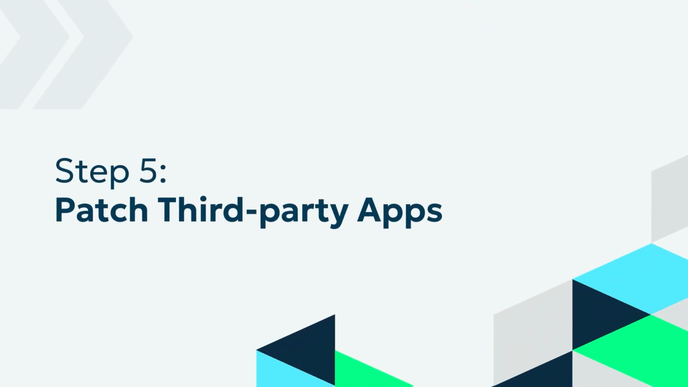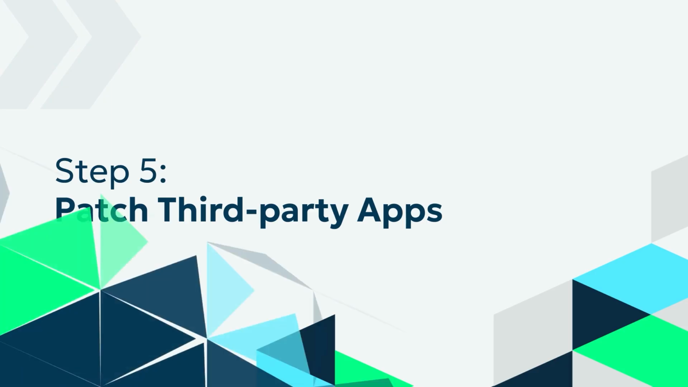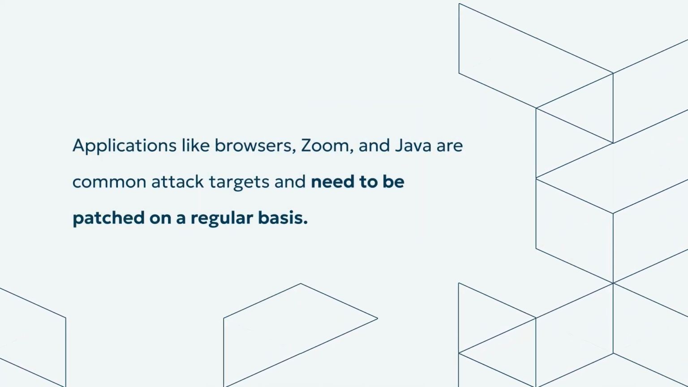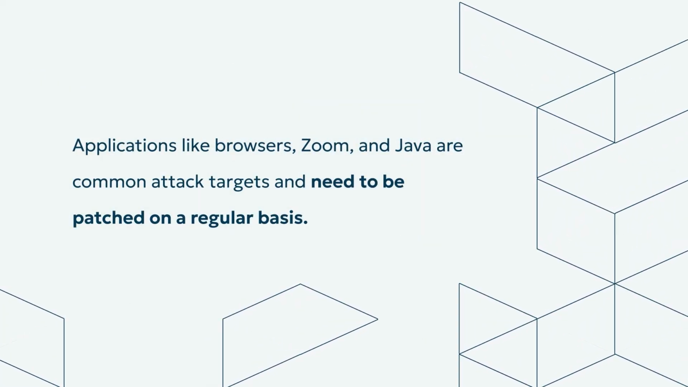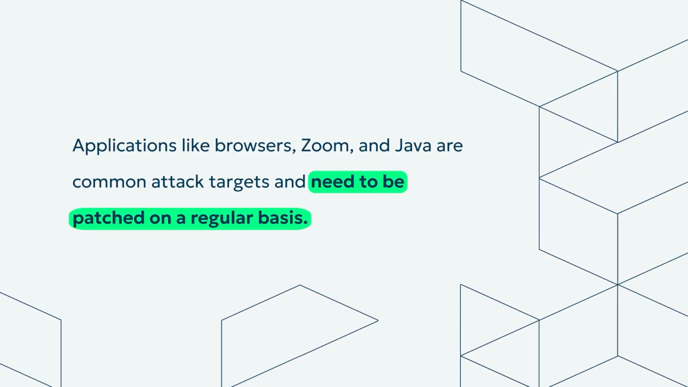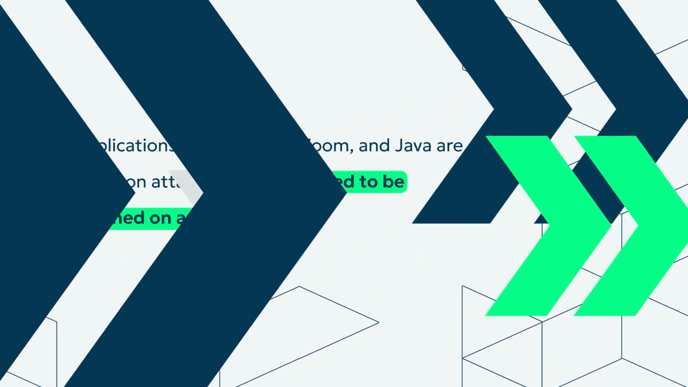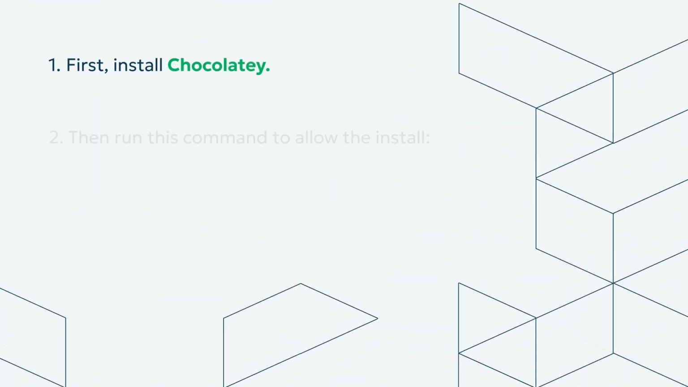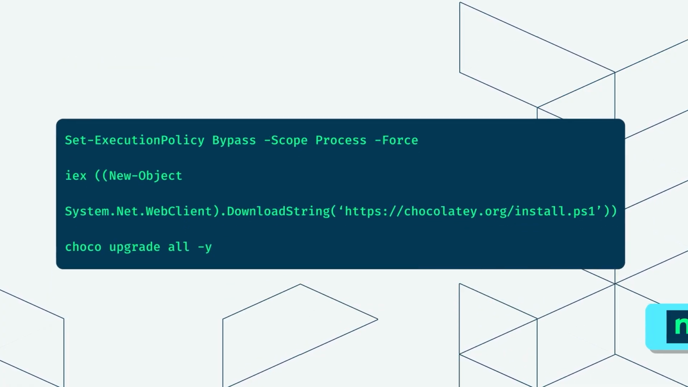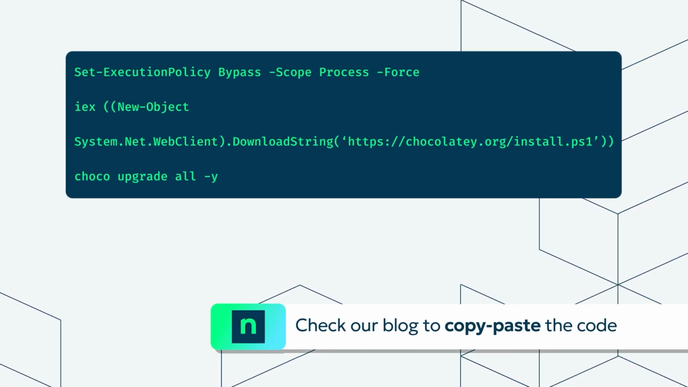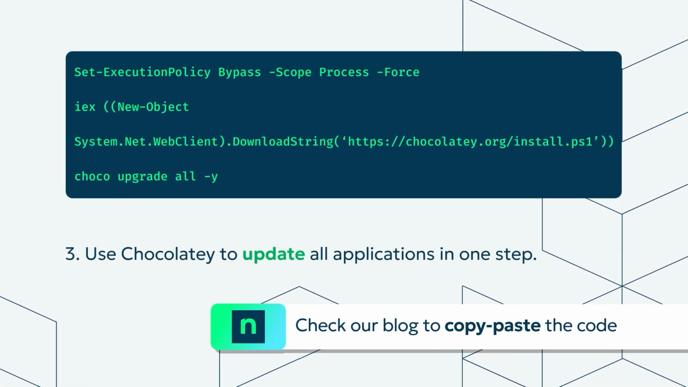Step 5. Patch third-party apps. Applications like browsers, Zoom, and Java are common attack targets and need to be patched on a regular basis. First, install Chocolatey. Then run this command to allow the install. Use Chocolatey to update all applications in one step.